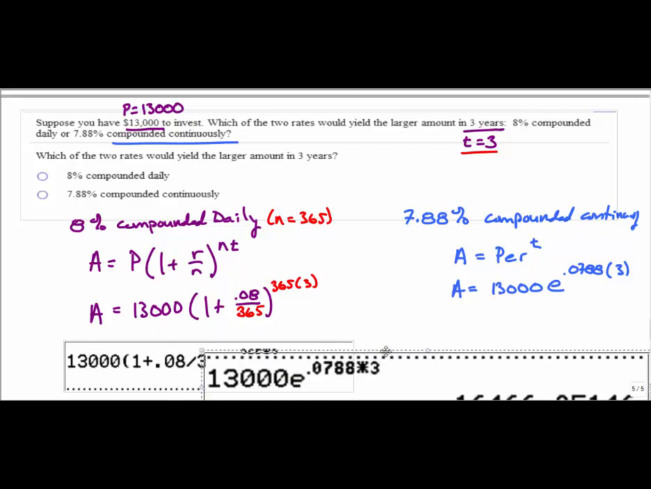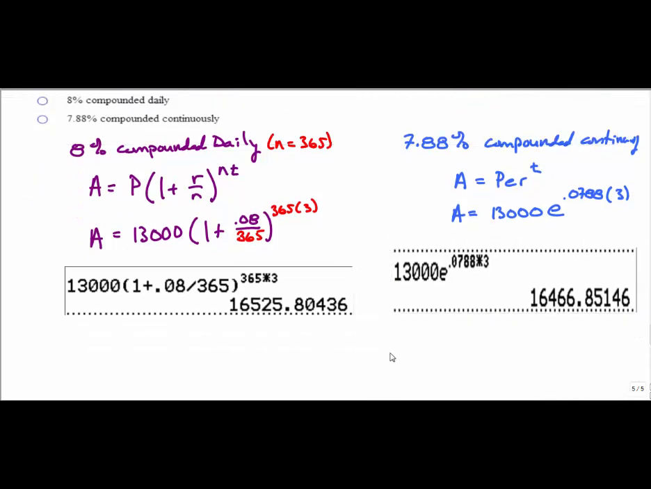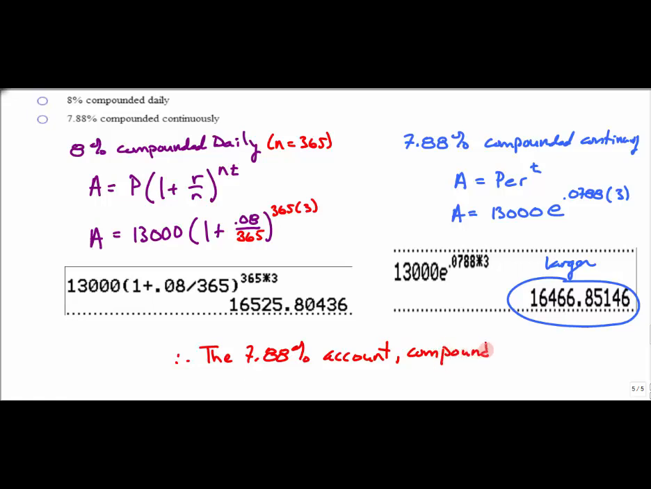Now the question was, which one would yield the larger amount in 3 years? So we use the same time period. Well, we can see pretty clearly that this is the larger number. So this is larger. So we'd have to say, therefore, the 7.88% account compounding continuously yields the larger amount.